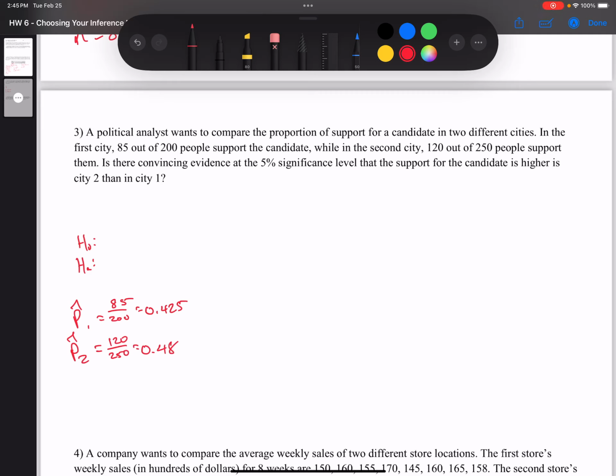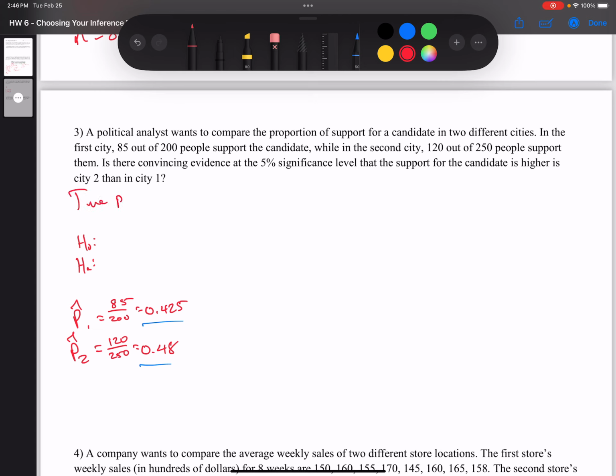All right, for number 3. So we're trying to see if this candidate has more support, comparing the proportion of support from City 1 to City 2. In City 1, 85 out of 200 people support the candidate, which gives us a p hat of 0.425 for City 1, and 120 out of 250 in City 2 gives us a p hat of 0.48 for City 2. Okay, so our test in this case, we've got 2 proportions and we're doing a z-test.